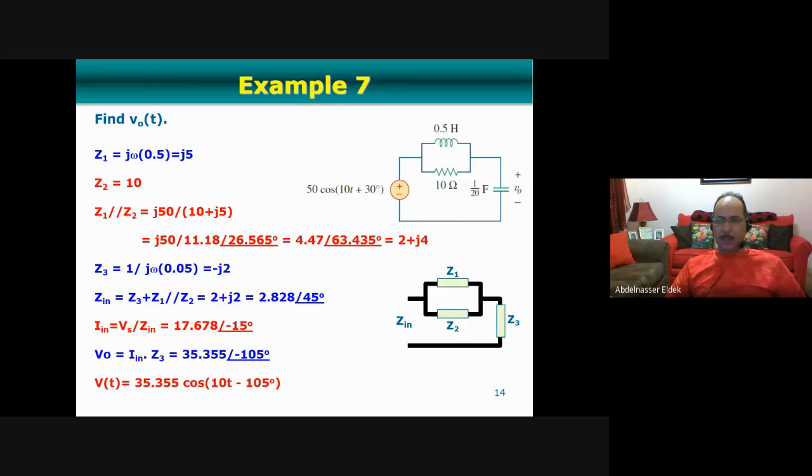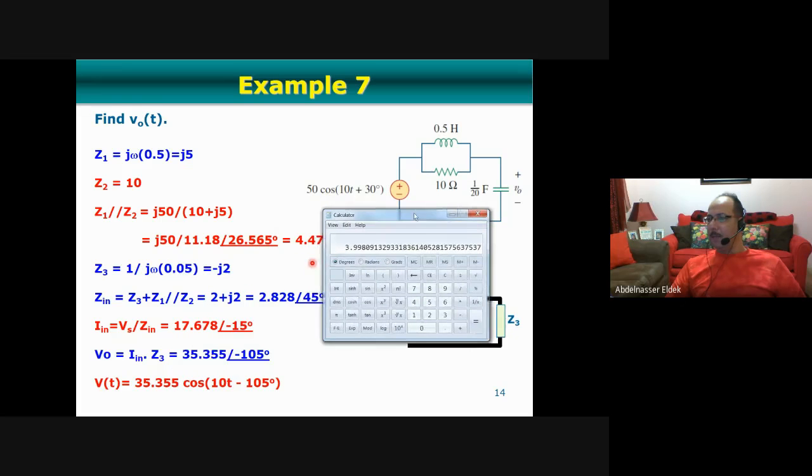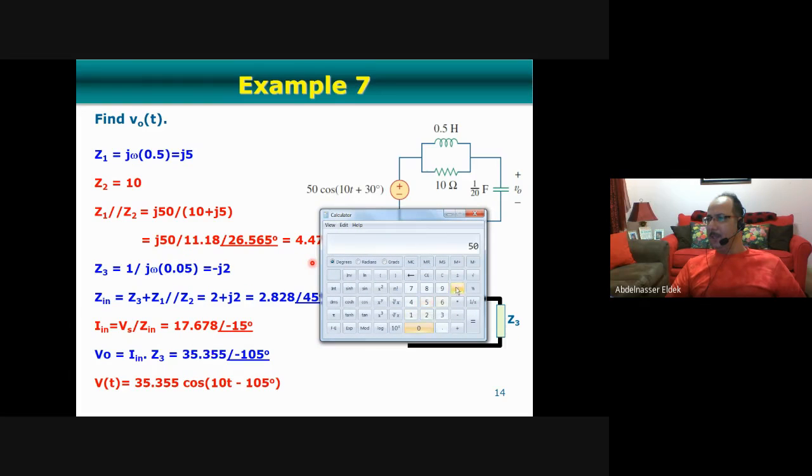So let us calculate it. The amplitude is 50 divided by 2.828, which equals 17.678. So this is the amplitude of the current, and the phase is what? Vs is 30 degrees, minus Zin, which is 45. So it will be negative 15. So this is the current. If we need the current, this is the current.